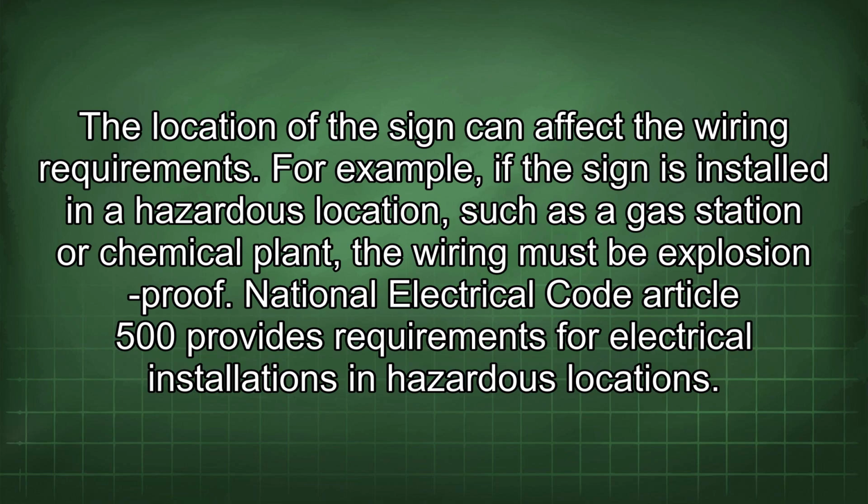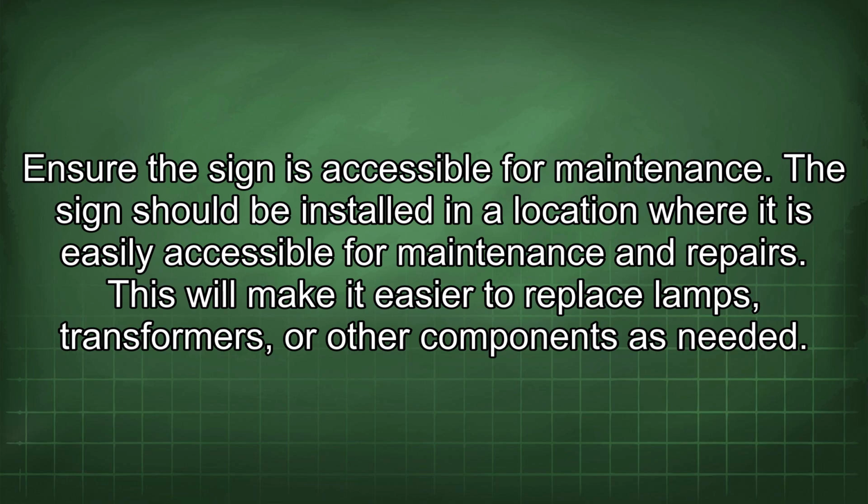National Electrical Code Article 500 provides requirements for electrical installations in hazardous locations. Ensure the sign is accessible for maintenance. The sign should be installed in a location where it is easily accessible for maintenance and repairs. This will make it easier to replace lamps, transformers, or other components as needed.